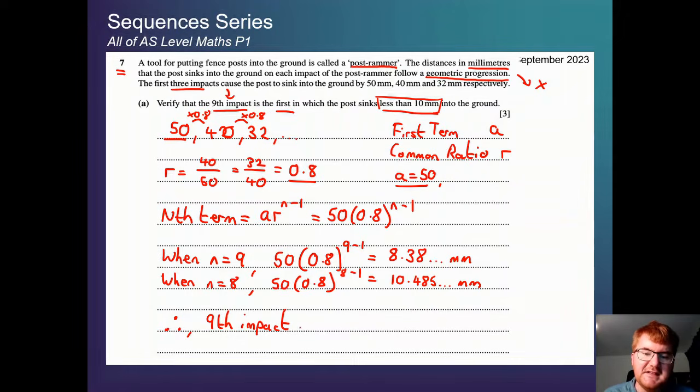I'm just going to write this as a sentence, is the first below 10 millimetres. So notice here, again, I'm taking this question very seriously and making sure I'm getting all the marks by checking that n is 8 and making sure that is not below the 10 millimetres. If it was for whatever reason, I would then check my working and make sure, do I have the correct first term? Do I have the correct ratio as well?